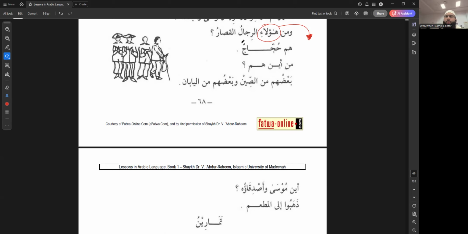الرِّجَال. Rijal is the plural of what word? Good, men. رجل. قصار, the opposite of طويل, is قصير. طويل means what? Tall. قصير means short. قصار is the plural of قصير. So who are these short men? Hum, حجاج. Hujjaj is a plural of the word Hajj. Hajj means someone that is going for Hajj. Hujjaj are those who are going for Hajj.